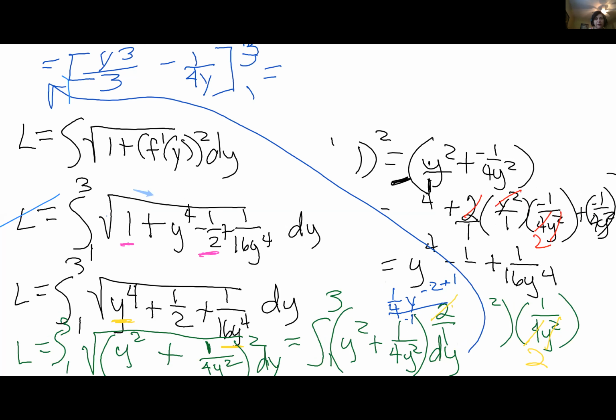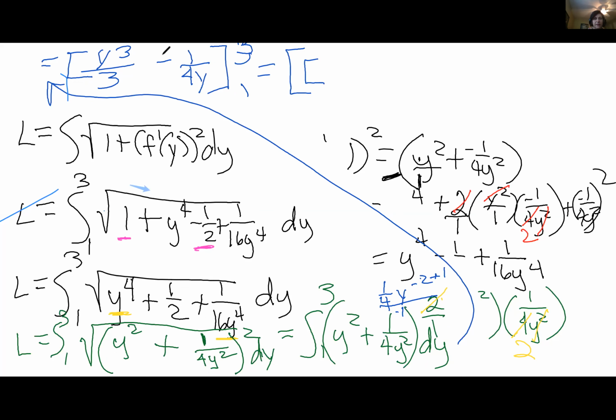It's okay. Okay, so let's get our upper limit. That's going to be 3 cubed over 3 minus 1 over 4 times 3 is 12, right? Minus, now this one's not 0, so we've got to plug in. What are we going to get?